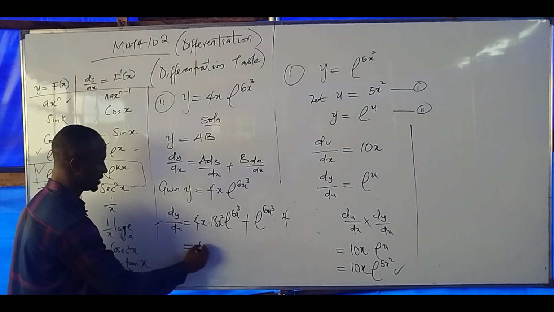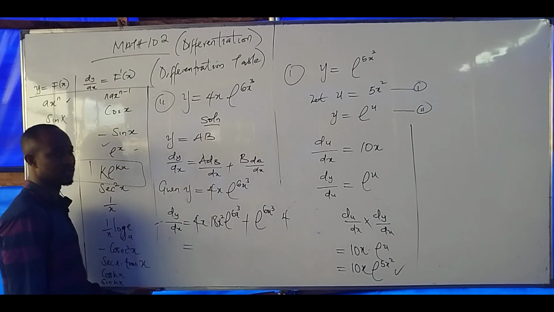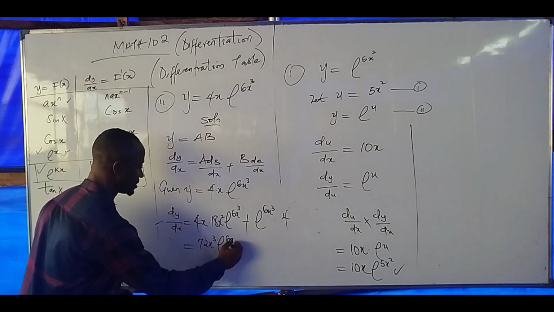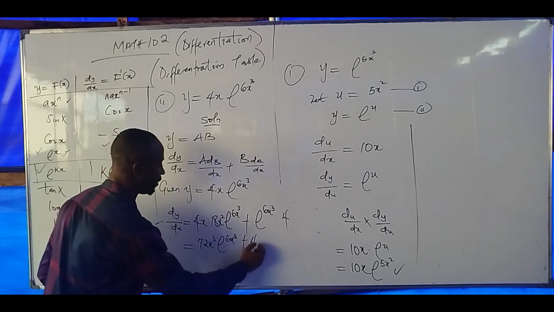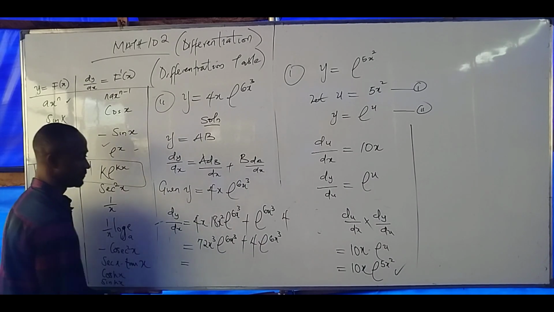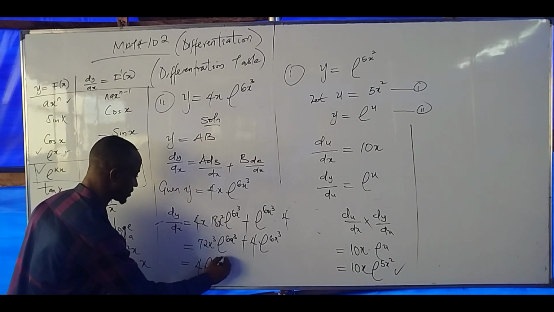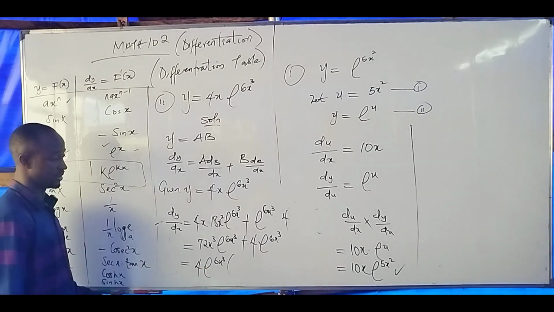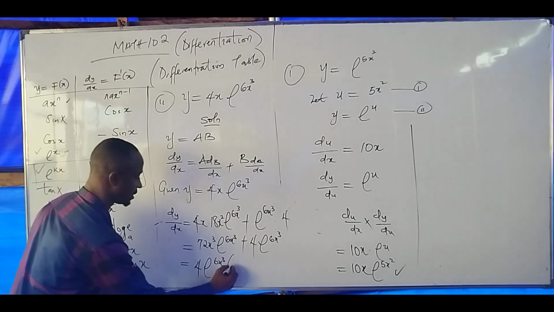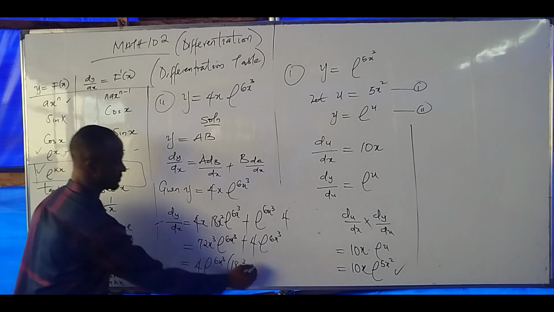So let's multiply through. Here we have 4x. 4x times 18x squared is what? 72x cubed exponential 6x cubed plus 4 exponential 6x cubed. Between these two, what's common? 4, not just 4 alone. 4 exponential 6x cubed is common, in brackets. Hope you're aware. So when you divide the whole of this with this, what do you have? 18x cubed plus what will be here? 1.